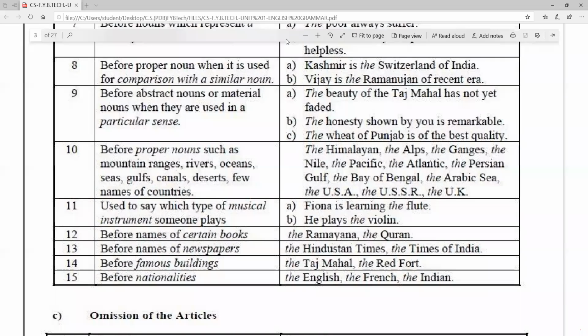So the Ramayana, the Quran, the Bible, the Bhagavad Gita. These are some of the important religious books. Before these books we use article the.